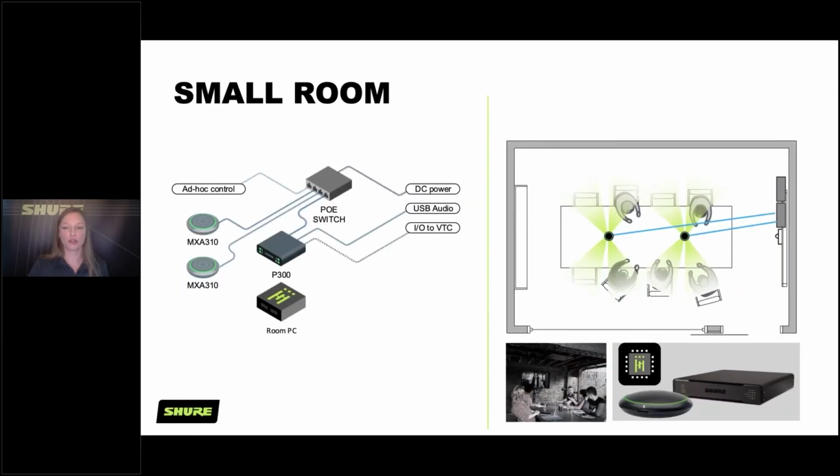Now, what about a smaller room? Maybe this is in a library, or maybe this is just a kind of a project room. In this particular space, we're going to use 2 of the MXA 310 table array microphones, and we're going to use that steerable coverage and maybe some of the different polar patterns on board to capture those students seated around that table. Now, we can use a room PC, which is running our soft codec application with IntelliMix Room, or we can use a P300, and this will support our distance learning in this particular example.